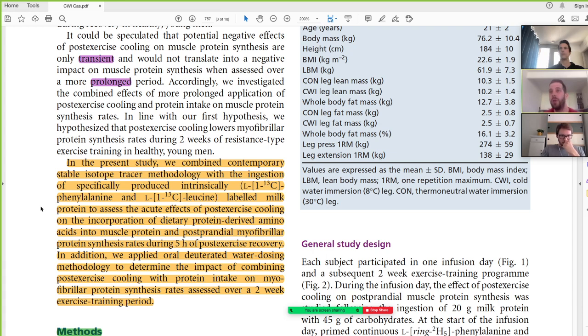And with those two main questions in mind, we came to our method section, to our methodology, to see if we could investigate this and see what came out of this study.